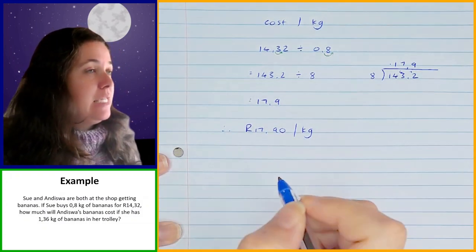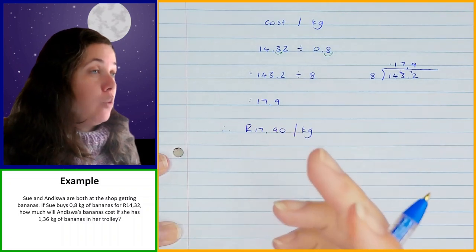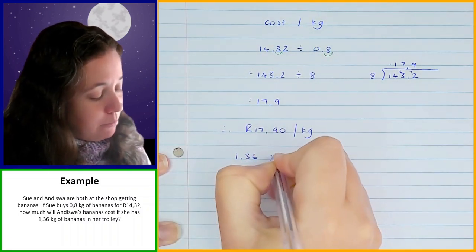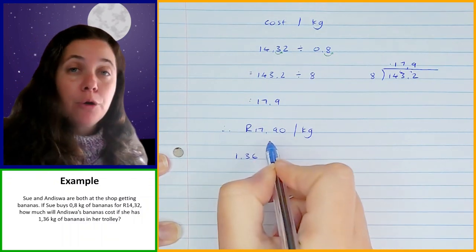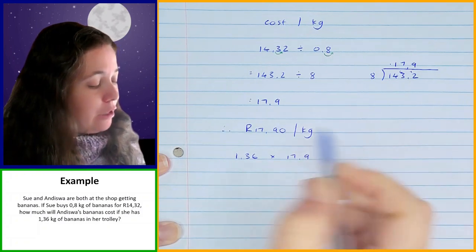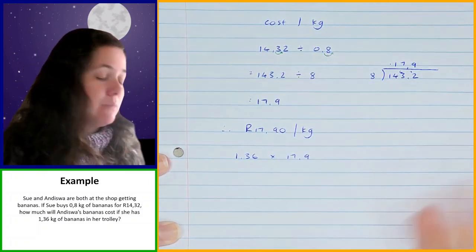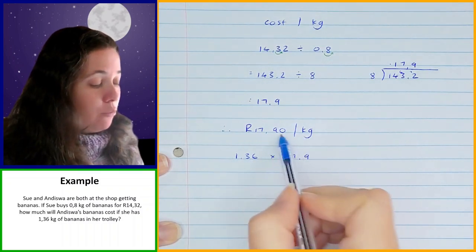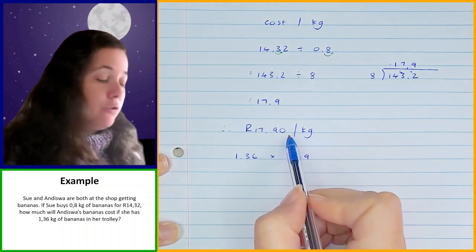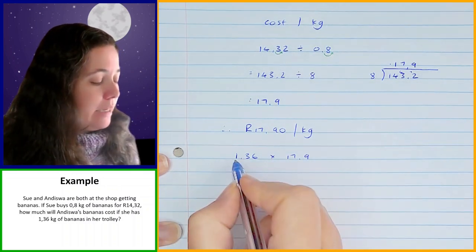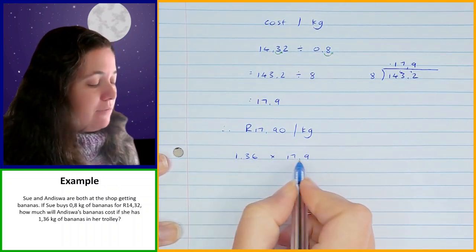So I'm going to take Andiswa's bananas, which is 1.36 kilograms, and I'm going to multiply it by the cost per kilogram. So that's going to be times 17.9. Now I don't need to write times 17.90 because it doesn't make any difference when I'm doing the actual calculation. It's when I'm writing money that I had to write that zero in because it's cents. But when I'm doing the calculation, I don't have to worry about that. Okay, so 1.36 times 17.9.